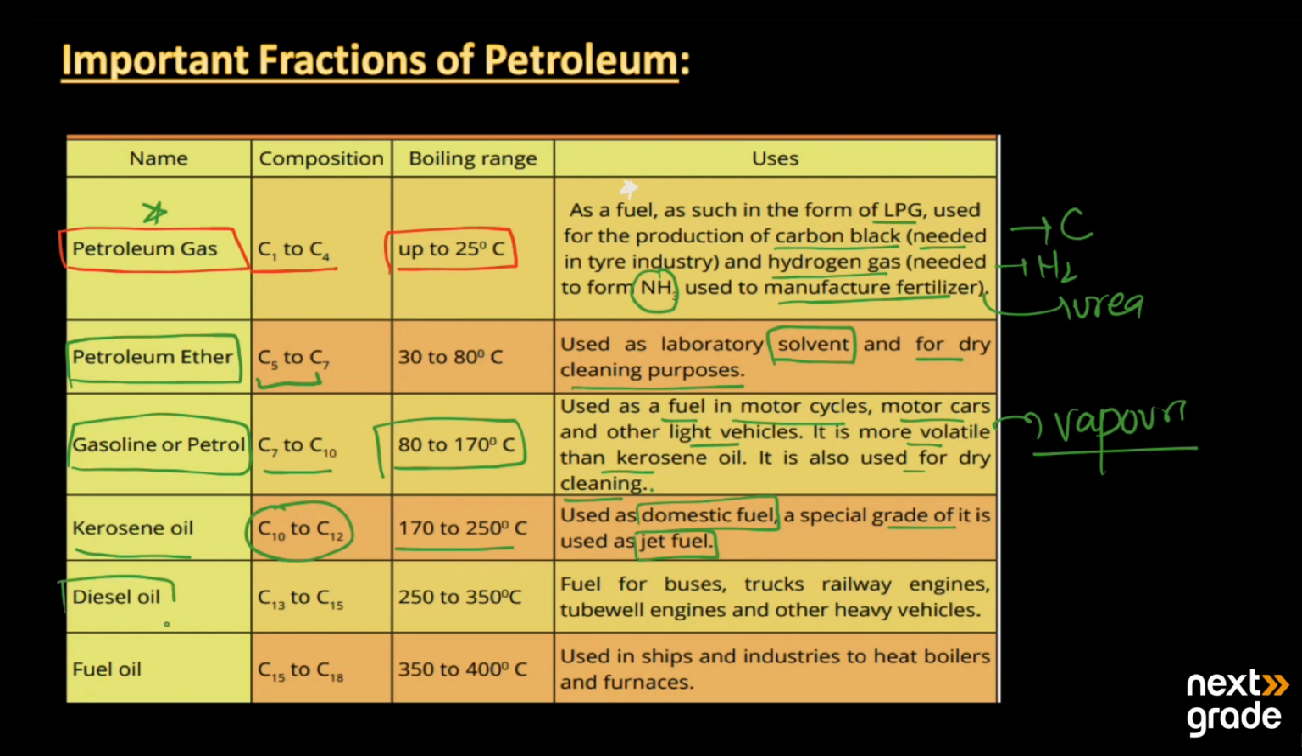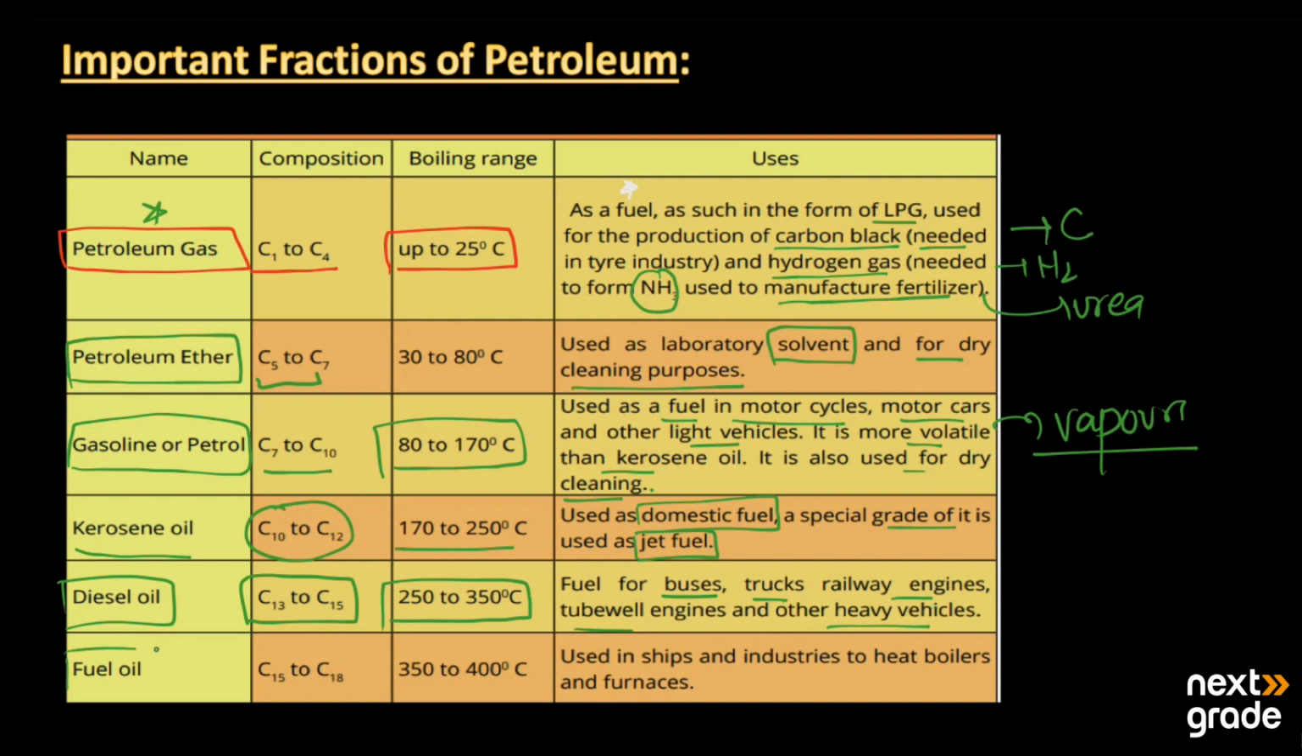Then we have the diesel oil. Its range is from C13 to C15, carbon 13 to 15. The range of boiling point is 250 to 350 degrees Celsius. It is used as a fuel for buses, trucks, railway engines, turbo engines, and other heavy vehicles.